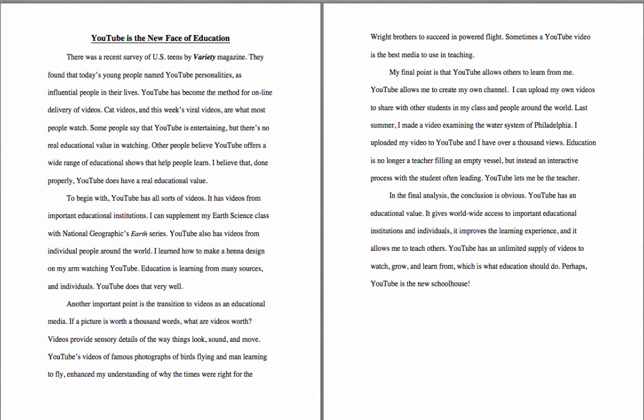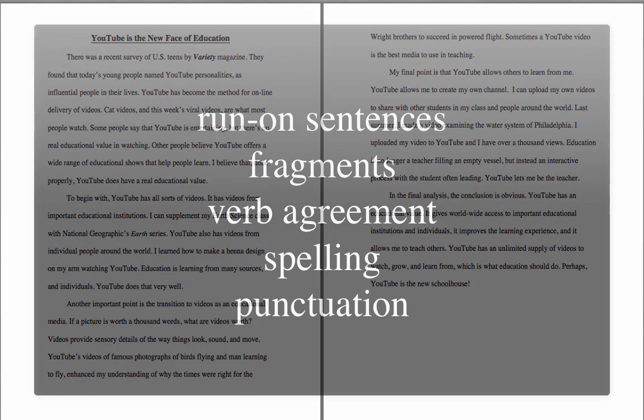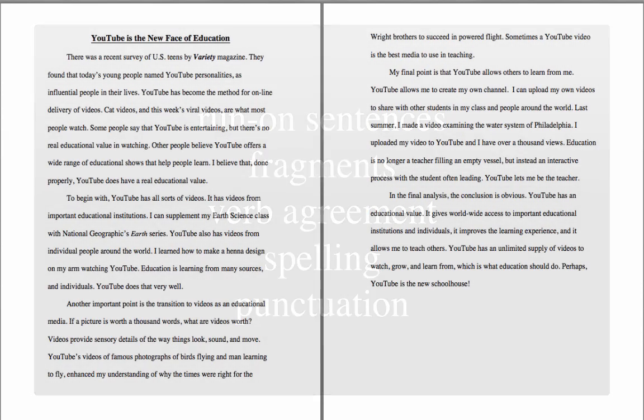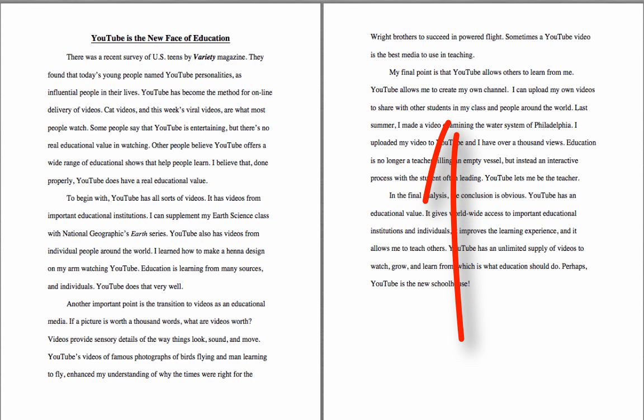Your fifth read-through. Do you use standard writing conventions? Check for run-on sentences, fragments, verb agreement, spelling, punctuation. Some people read their essay backwards, one sentence at a time, to check for conventions.